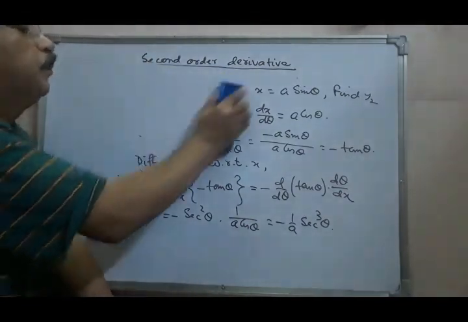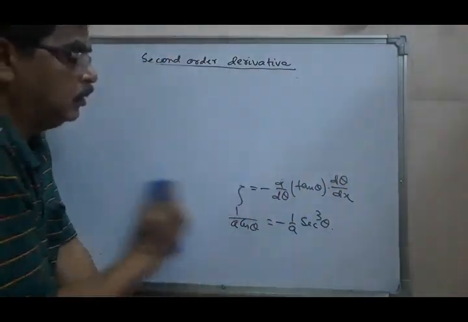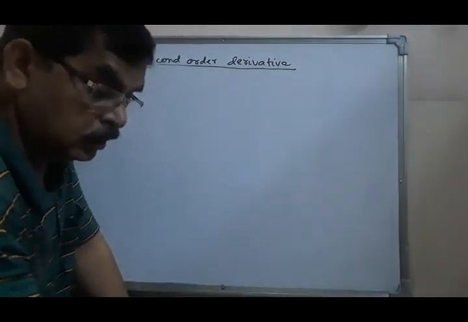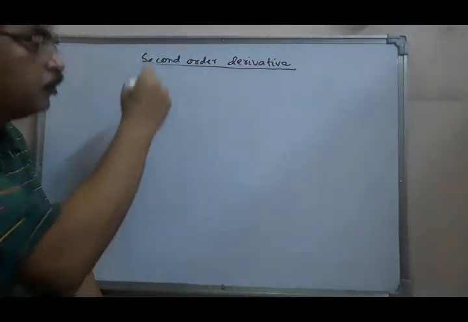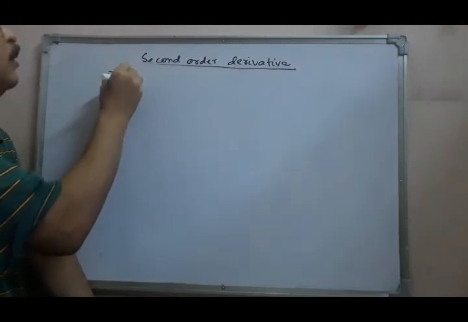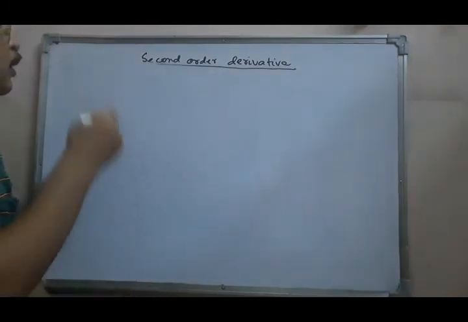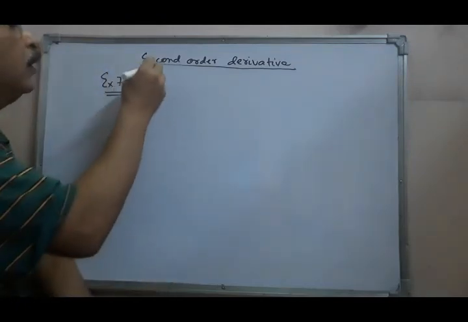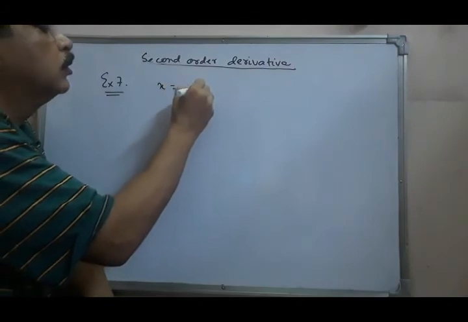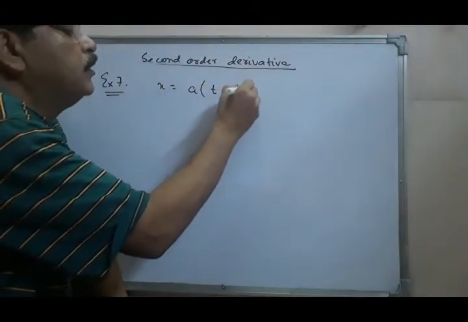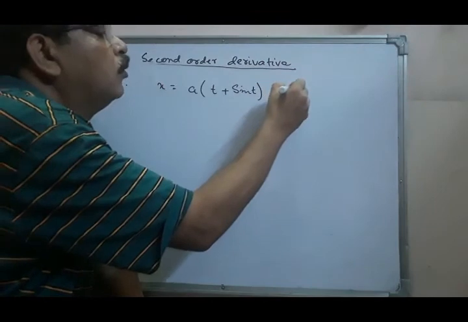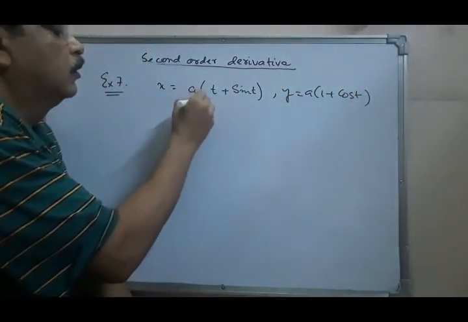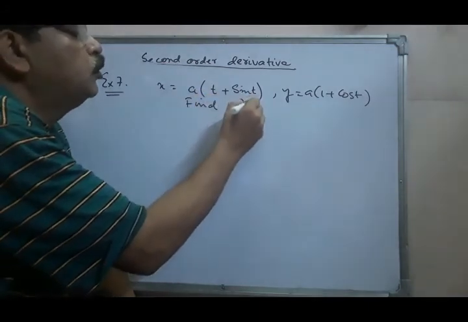One more. Example number 7. Let x equal to a into t plus sin t, y equal to a into 1 plus cos t. Find d2y by dx2.